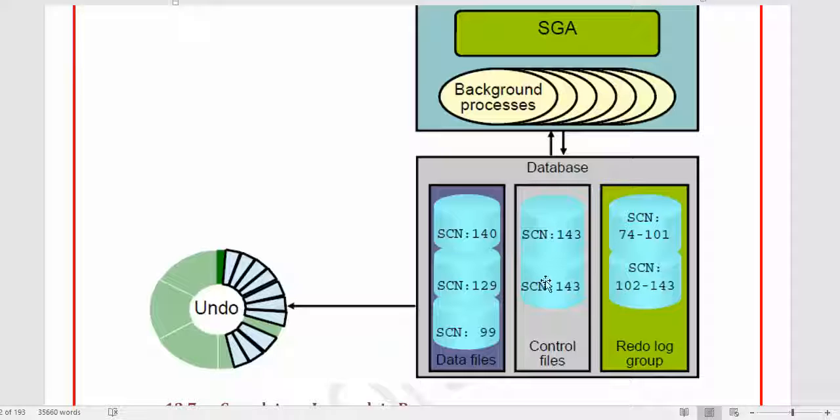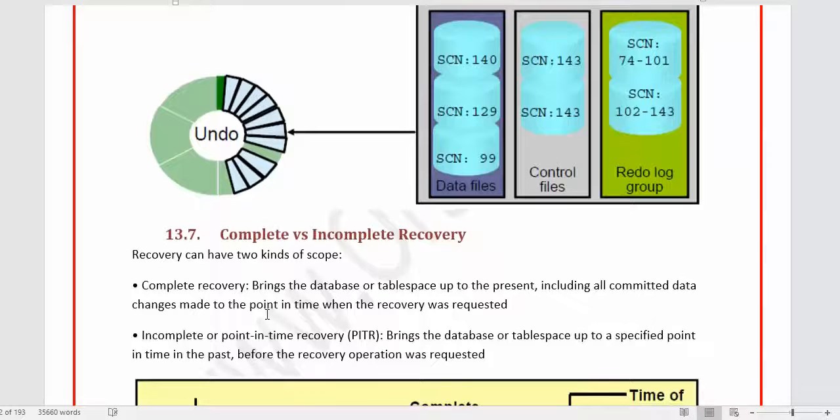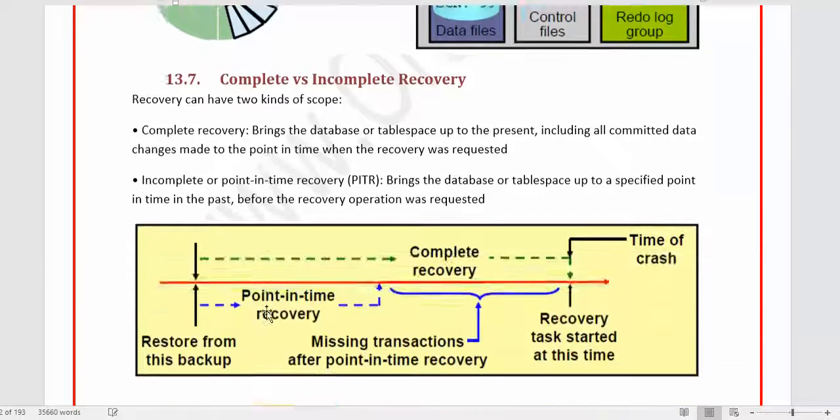And then the database will be opened. Once the database is opened, it knows the information about uncommitted transactions with the help of the undo, and it will roll back all those transactions with the help of undo. That's it. This is what is called the instance recovery process. You need to understand this, very, very important.